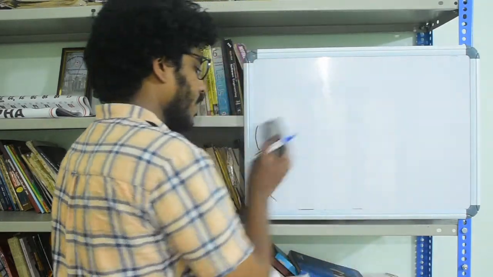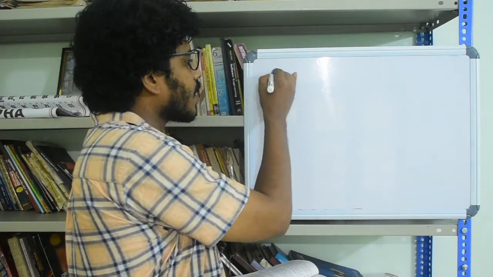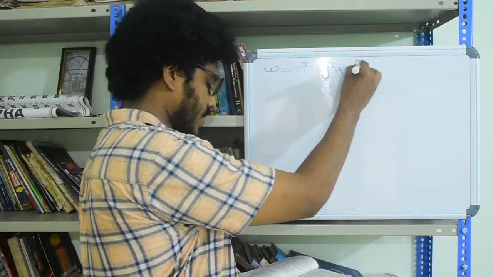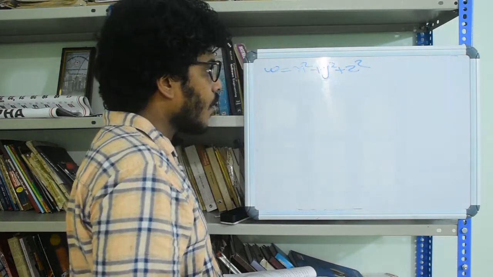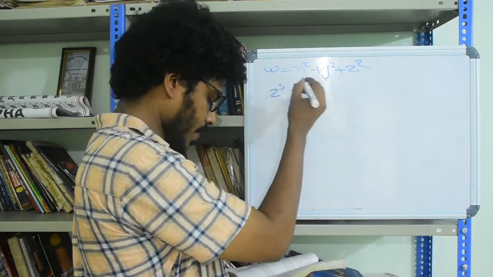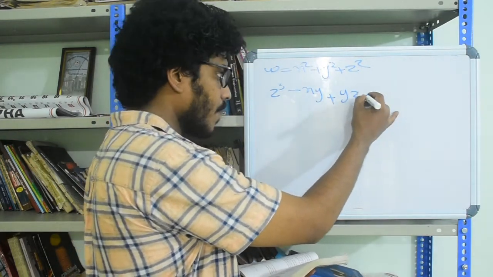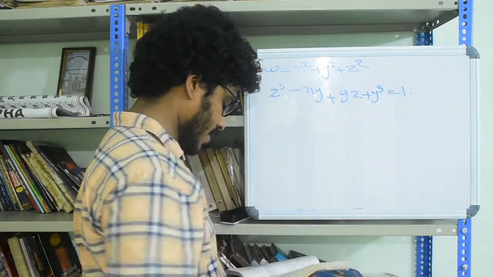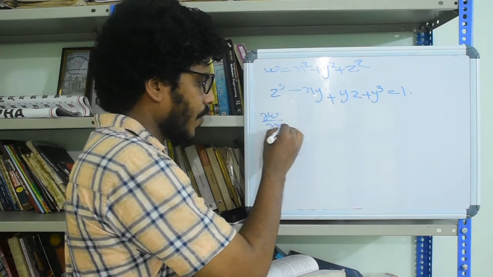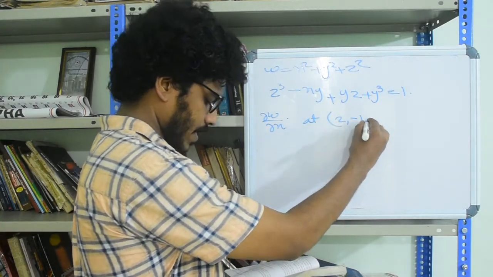So we need to move to an example. Consider w equal to x square plus y square plus z square, with a constraint z cube minus xy plus yz plus y cube equal to 1. Right. Find dou w by dou x at 2, minus 1, 1.